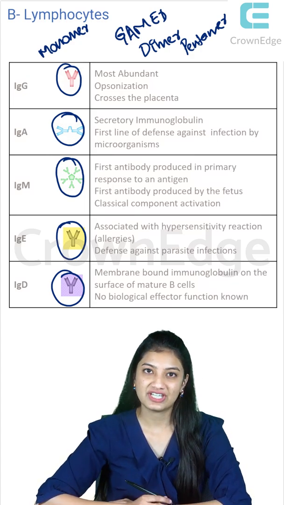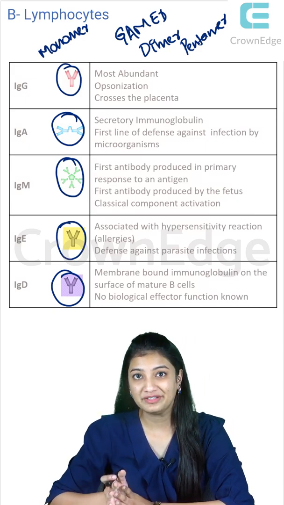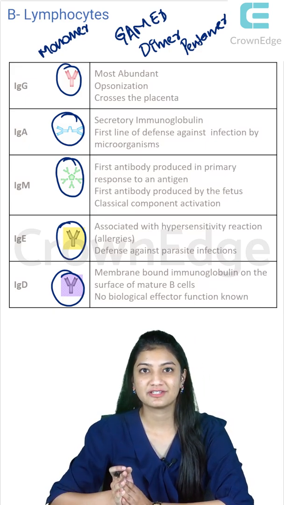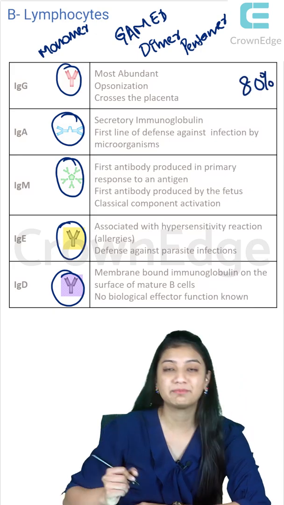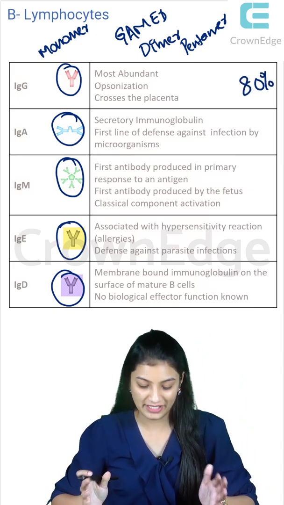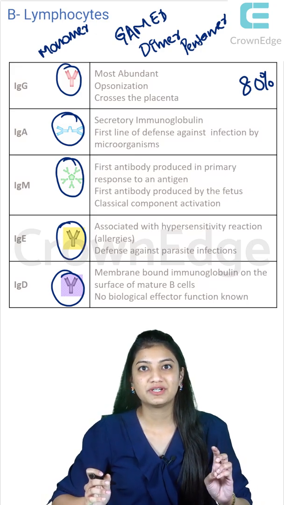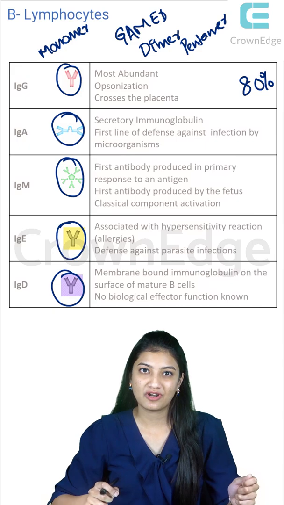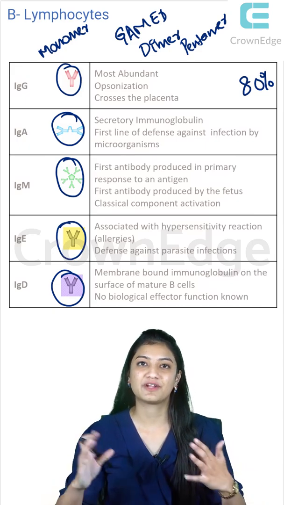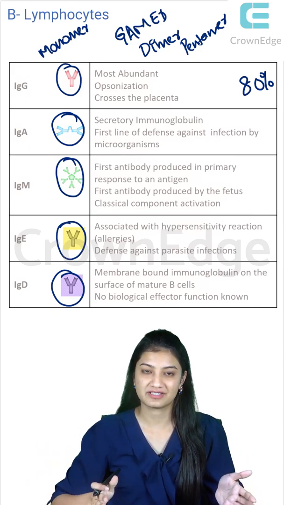IgG is the most abundant immunoglobulin present in the body. It makes up to 80% of the total content in the body. Secondly, it is responsible for opsonization, and it is the only immunoglobulin which crosses the placenta from the mother to the fetus.